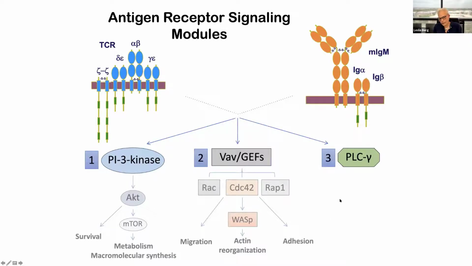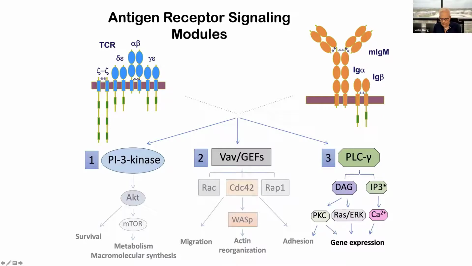And the third branch is the one that was originally probably studied the best, and is possibly the most well understood, and that is the activation of PLC gamma 1 in T cells and also in B cells. And this phospholipase, as Hida already introduced you to, is responsible for cleaving PIP2 in the plasma membrane of the lymphocyte, and generating these two second messengers, diacylglycerol and IP3.